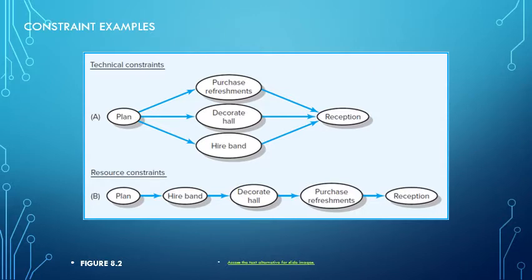Technical constraints. So you can see here we have a plan, and now to execute that plan, we need refreshments, we need to decorate the hall and hire a band, and once we have those things complete, then we can have a reception. In the resource constraint department, we only have certain people that can do the job, so the person planning it also has to hire the band, they need to decorate the hall, they're going to purchase the refreshments, and they're going to set up for the reception. And so if there are no more resources available to do those things at the same time, then we have to put them in line of priority and complete them that way.